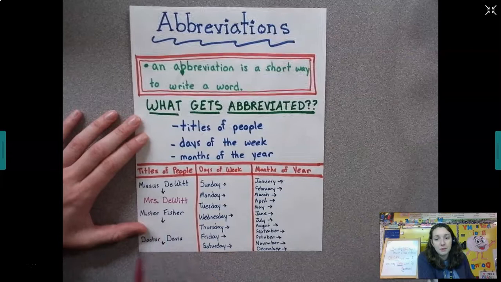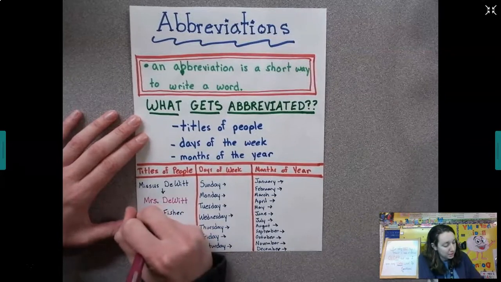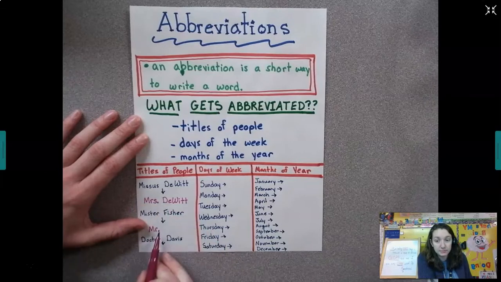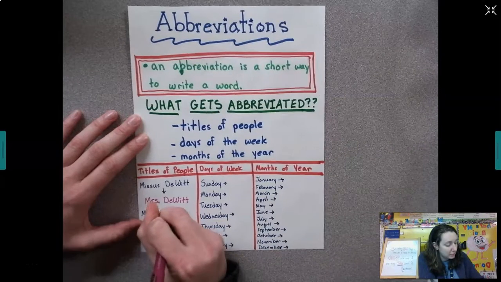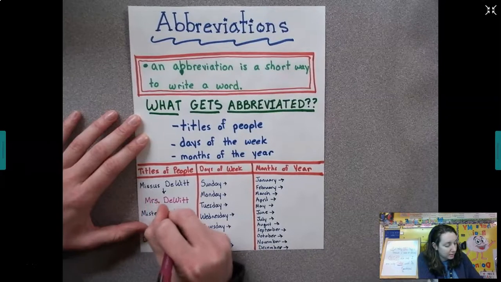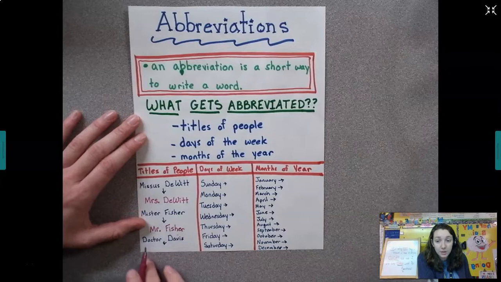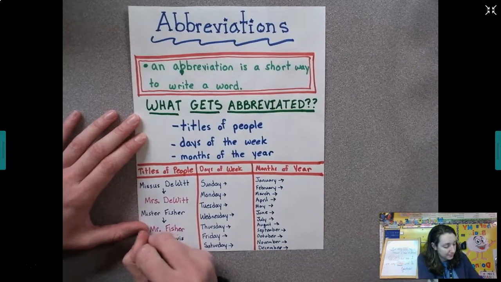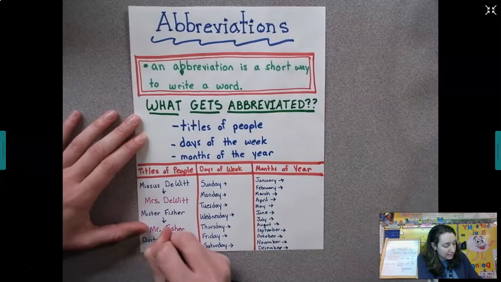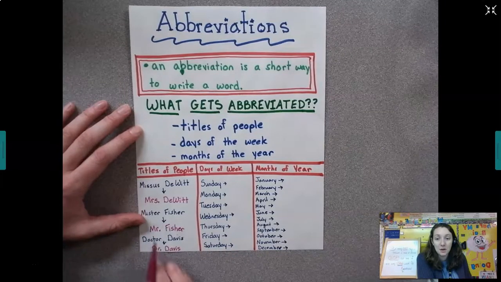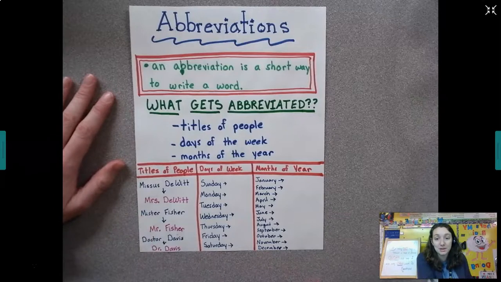So if we had Mr. Fisher, you write Mr. M-R, again with that period, and then his name, Fisher. So Mr. Fisher. Doctor, you take that first and that last, you put it a DR, and have that period, and it's Davis. I made myself a doctor in this one. So doctor is DR. Okay, so those are ones you just have to know, you just have to memorize.